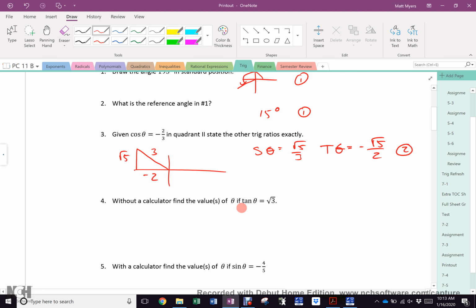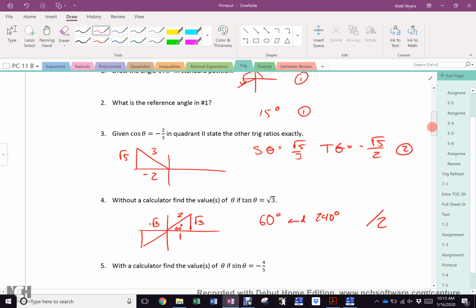Then a calculator. Find the values of theta if tan theta equals positive root 3. If tan theta is root 3, that means it's this one, 60, with 1, 2, root 3. And then it would have to be down here, negative root 3. So it is 60 and 240 for 2 marks.